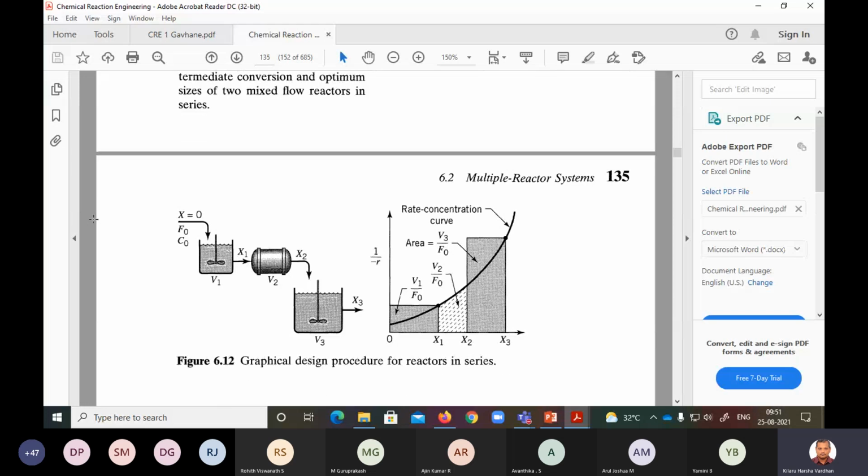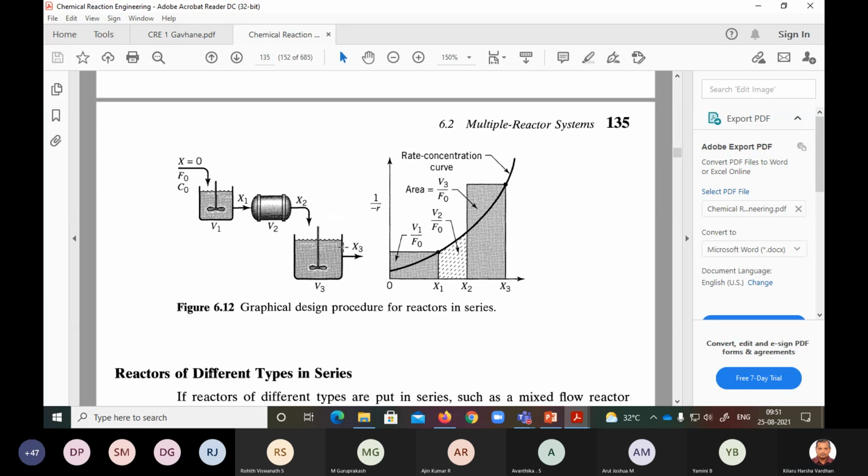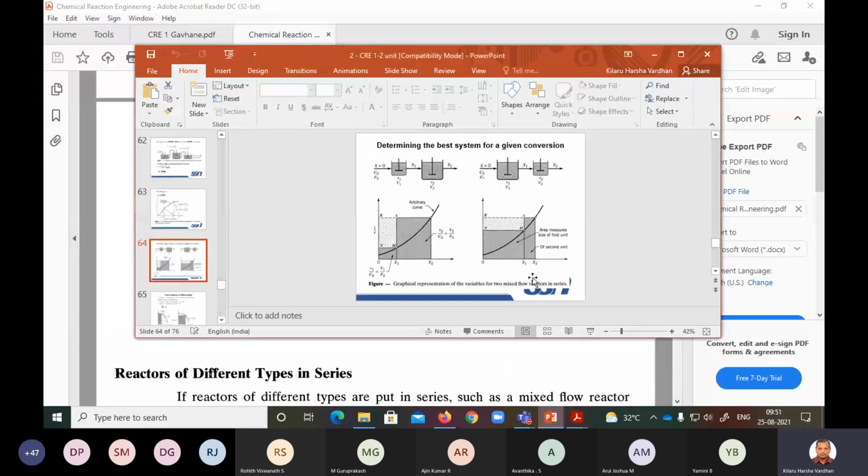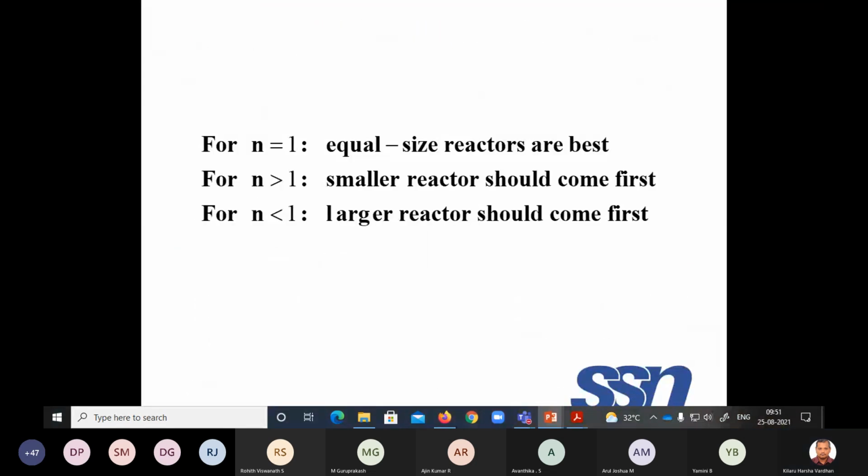I'll just go to one more thing now. Let us have a combination like this. I will go back to the slide presentation. For n equal to 1, if the order is 1, equal size reactors are the best. If you don't have equal size reactors, then again you conclude that you put a small reactor first. For anything better, you put a small reactor first and then go to a big reactor.